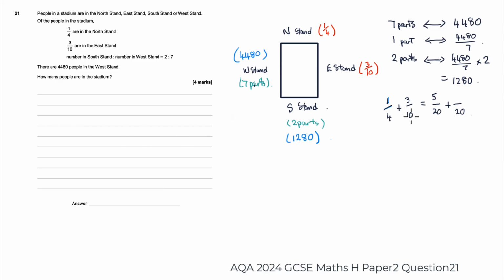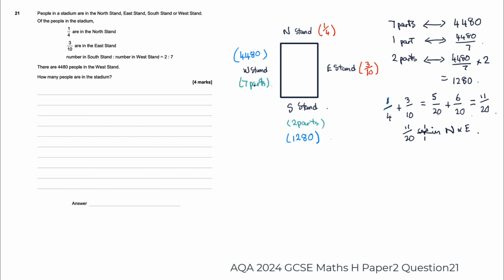We'll need to multiply this 10 by 2. So we'll have to multiply this 3 by 2. So 3/10, same as 6/20ths. So how many 20ths do we have? 5 of them plus another 6 of them. Well, that's 11/20ths. So we know that 11/20ths are in the north and east stands. Well, what fraction are in the south and the west stands?